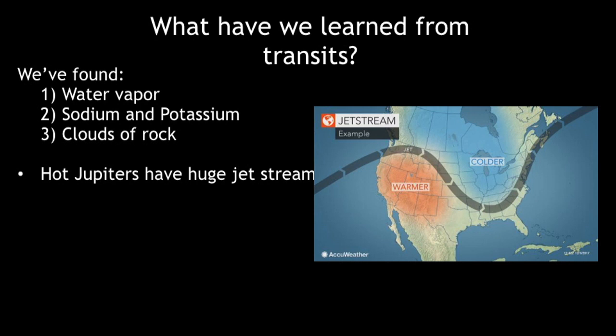We've discovered that some hot Jupiters have really strong jet streams. So these are really strong winds, hundreds of kilometers per hour, going all the way around the planet, trying to transport hot air, because it's so close to its star, to the cool night side.